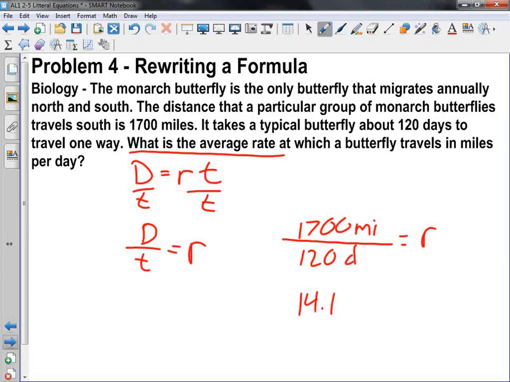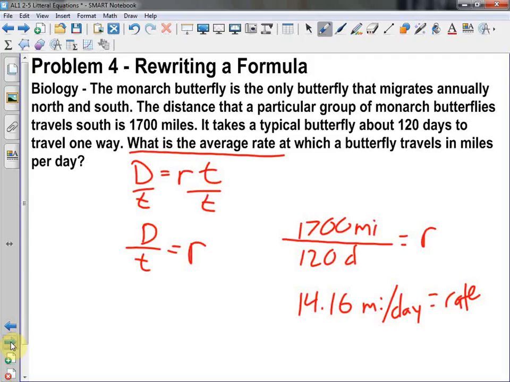14.16 miles per day, and that's equal to our rate. Okay? So butterflies fly for about 14.16 miles per day. So that's like from Echo to the river, right? It's like from Hermiston to Stanfield and back. So Stanfield to the river then. How about that? Okay? So that's how far they go in a day.